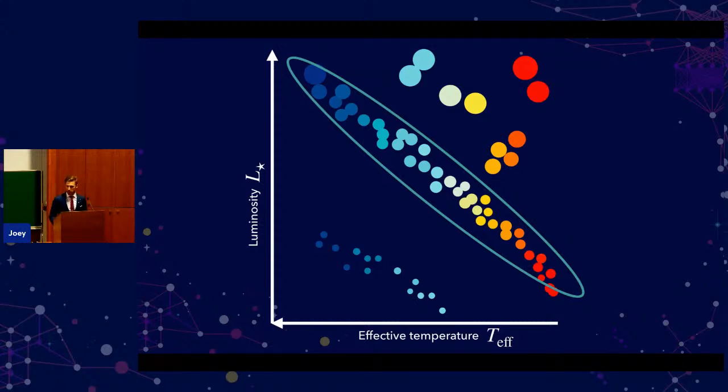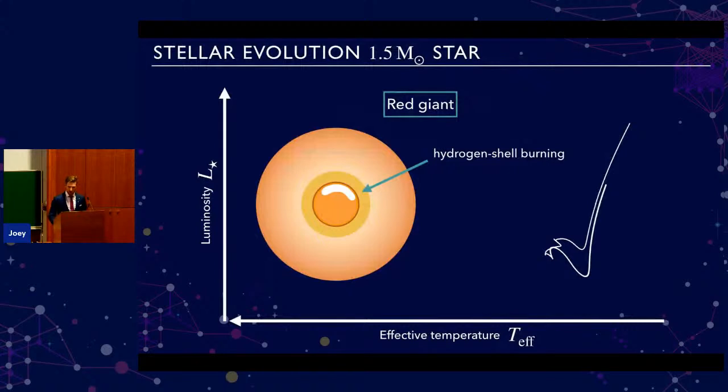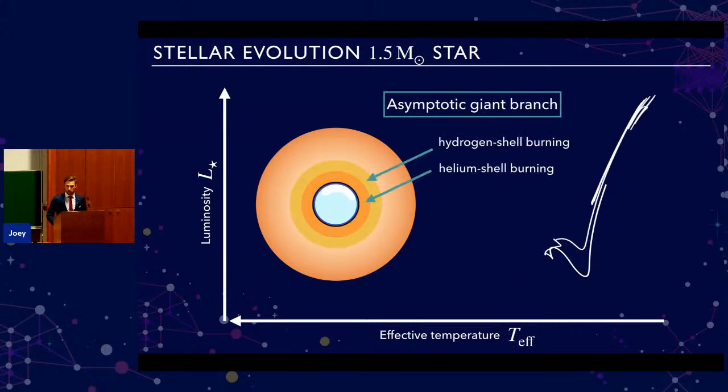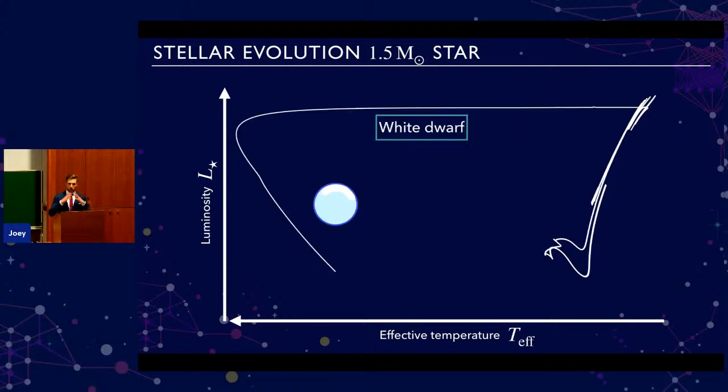Stars roughly spend 90% of their lifetimes on this main sequence, and this is the phase that I've studied during my PhD. After the main sequence, it will move up the red giant branch, where it fuses hydrogen in the shell around the core. It will then go on to be a red clump star, where it burns helium inside the core. It then moves upwards again to the asymptotic giant branch, where it fuses helium and hydrogen in shells around the core. And finally, it will shed its outer layers in the form of a planetary nebula, and what we end up with is a white dwarf.